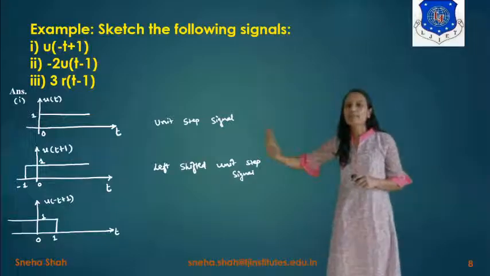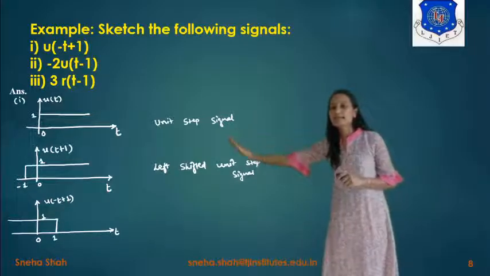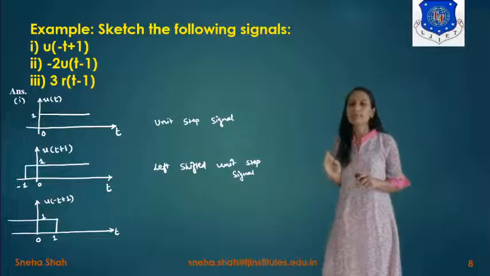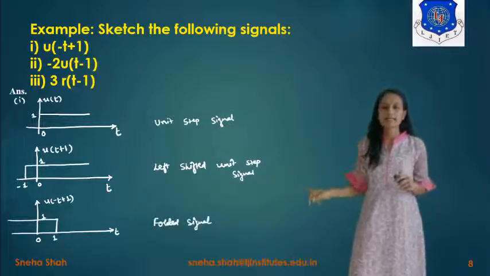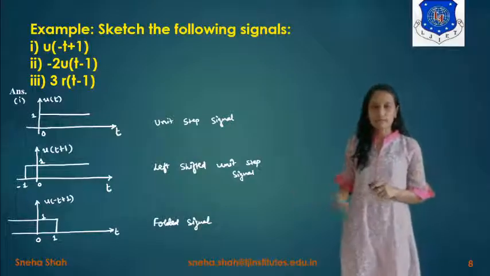So after folding, the positive part will go on the negative side and the negative part will go on the positive side. So this one is the final answer of u of minus t plus 1 after folding.